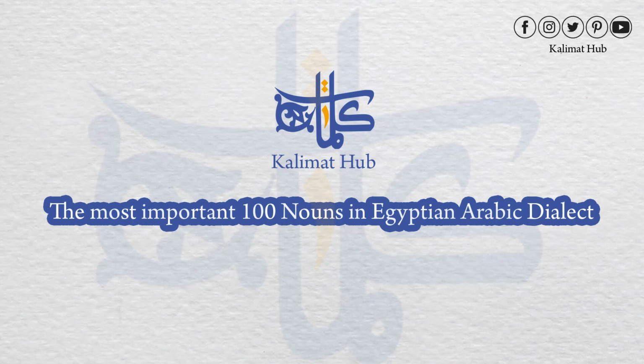أنا عندي مكتبة في البيت. I have a library at home. أنا عندي مكتبة في البيت. Okay. So مكتبة, library, مكتب, office or desk.